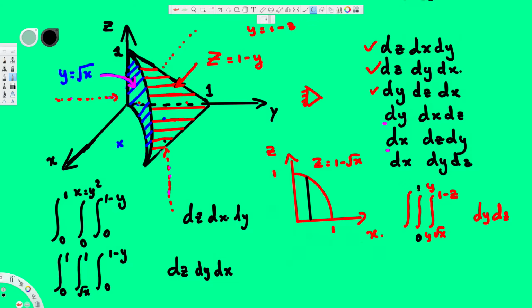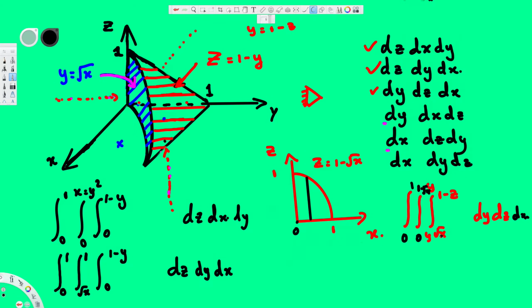So this equation is going to be 1 minus square root of x. And the last one is we are doing with respect to x. So for this one we only look at the starting and ending part, starting from 0 ending at 1. So this is going to be 0 to 1. Okay, now let's see how it's going to change if we have dy, dx, dz.